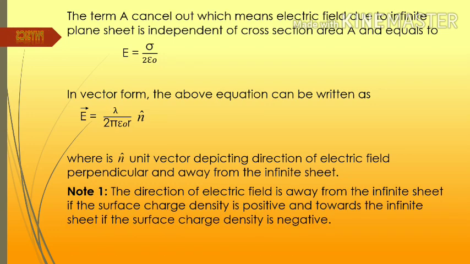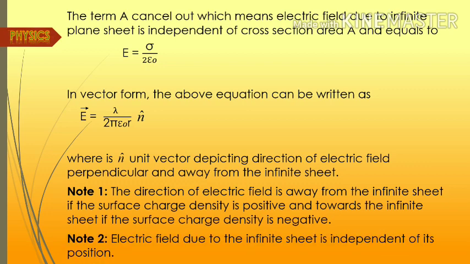Note 1. The direction of the electric field is away from the infinite sheet if the surface charge density is positive and towards the infinite sheet if the surface charge density is negative. Note 2. The electric field due to the infinite sheet is independent of the position.